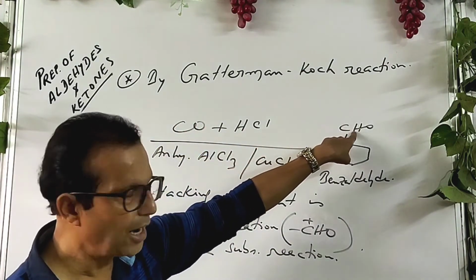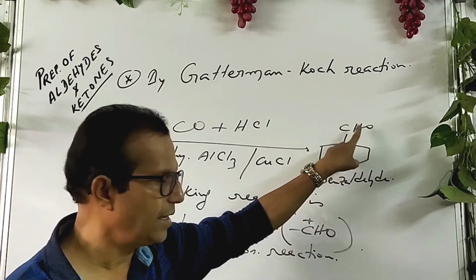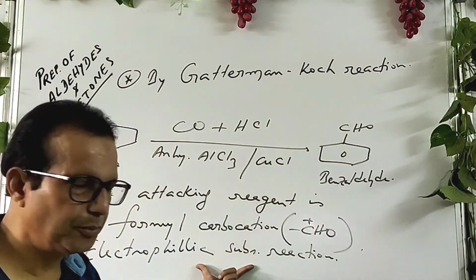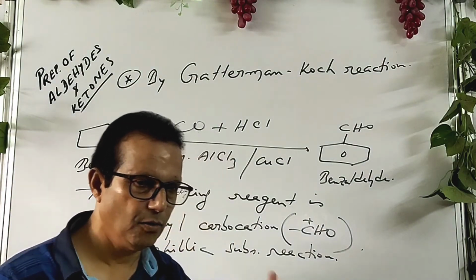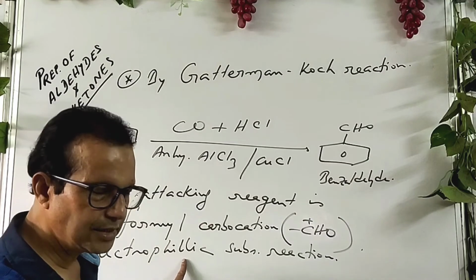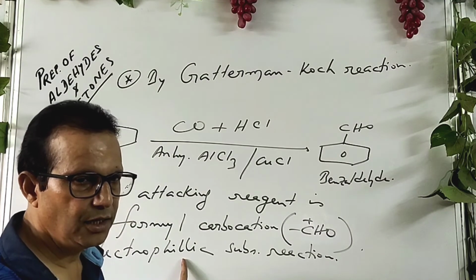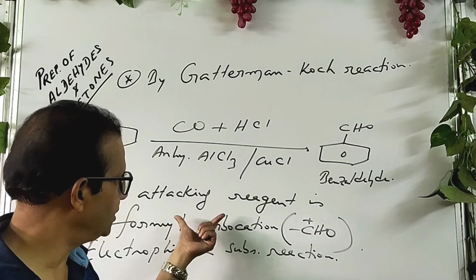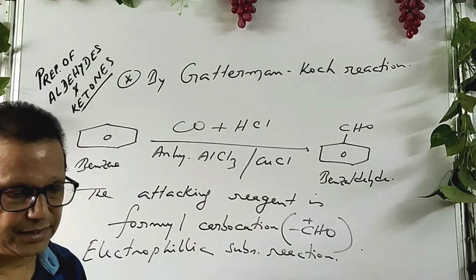Whenever any atom or group is introduced on benzene, remember it, that is always an example of electrophilic substitution reaction. So for entrance students, remember two things mainly. One, this is an example of electrophilic substitution reaction, and the incoming electrophile, nowadays called the attacking reagent, is formyl carbocation. Okay, I think you understand it.